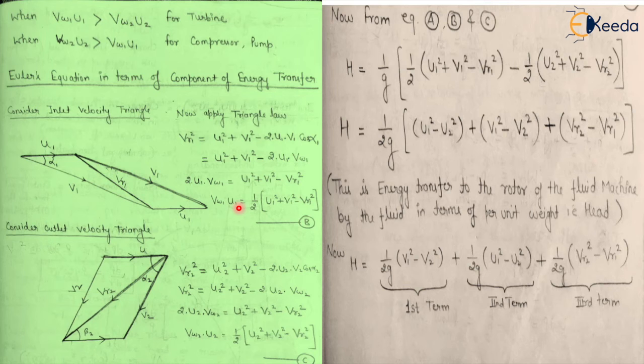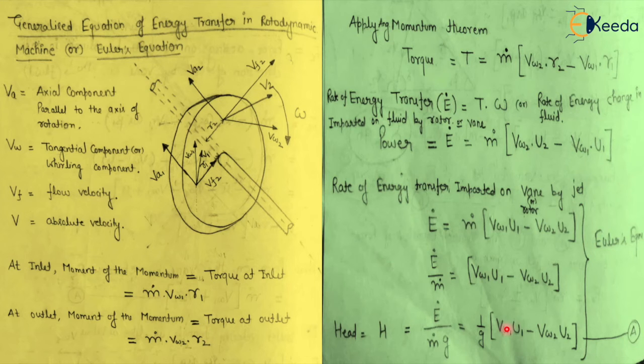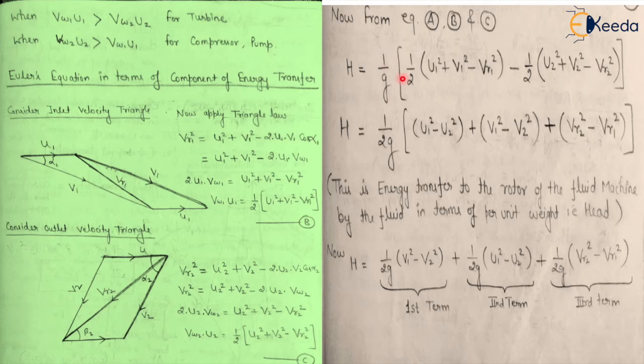Now I put the values of Vw1 U1 and Vw2 U2 in this equation. Then I get 1 by g into half into U1 square plus V1 square minus VR1 square, minus half of U2 square plus V2 square minus VR2 square. If I solve this equation, I'll get this value. This is the energy transfer to the rotor of a fluid machine by the fluid. This is in terms of weight, or in terms of head. We can say this is the energy transfer per unit weight. You have to remember this.